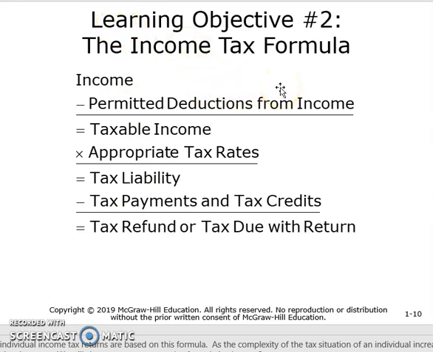So next we're going to take a look at the basic income tax formula, and our income tax forms will follow this formula. We will also add a little bit more to the income tax formula and expand that in the next chapter. So we're going to start with our income, and from our income we're going to subtract any permitted deductions to give us taxable income. We're going to multiply the taxable income by the appropriate tax rates to calculate the tax liability. From the tax liability, we'll subtract any tax payments that were made and any tax credits that the taxpayer is eligible to claim. And that'll give us either our tax refund or our tax that's due when we file the tax return.